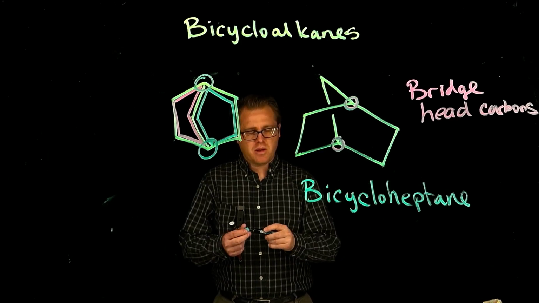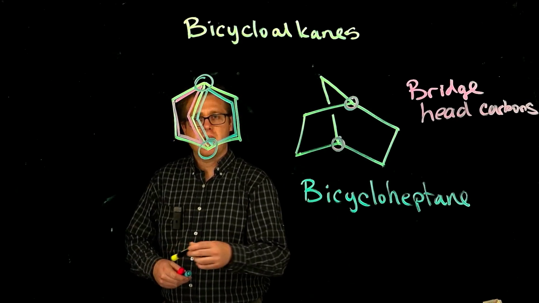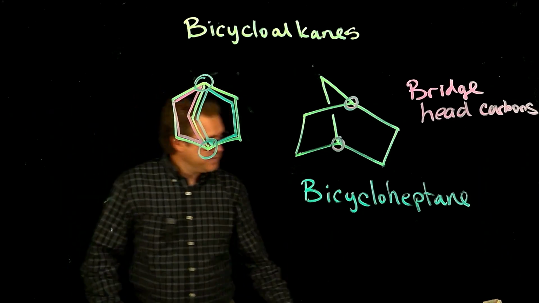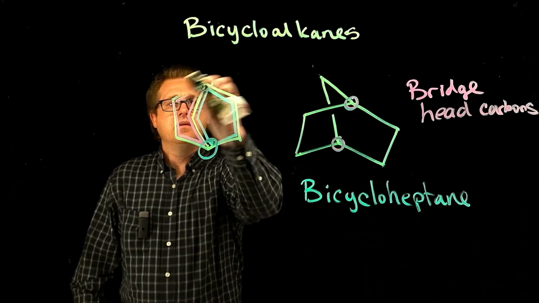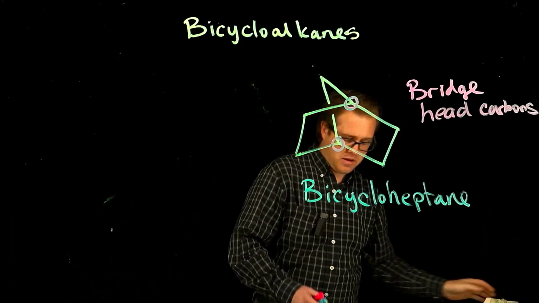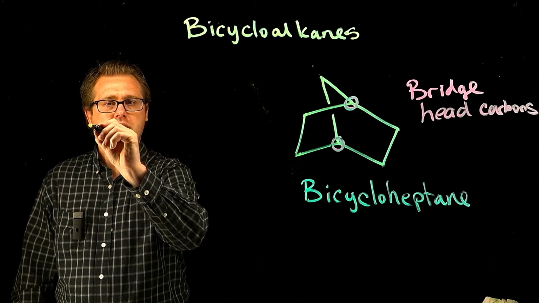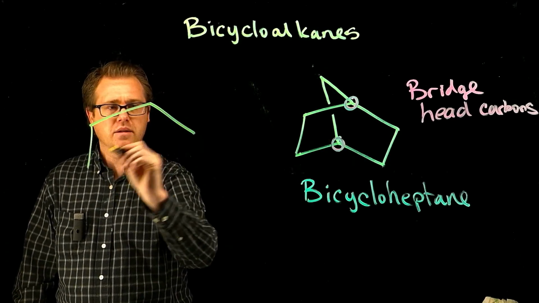Now, why is it important to find the bridgehead carbons? Because when you take a look at another molecule, what if I draw another molecule that looks like this?